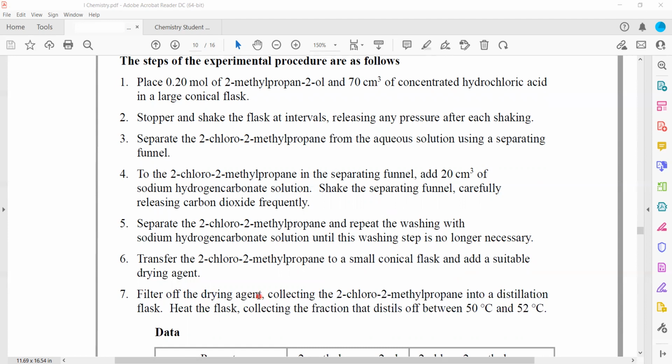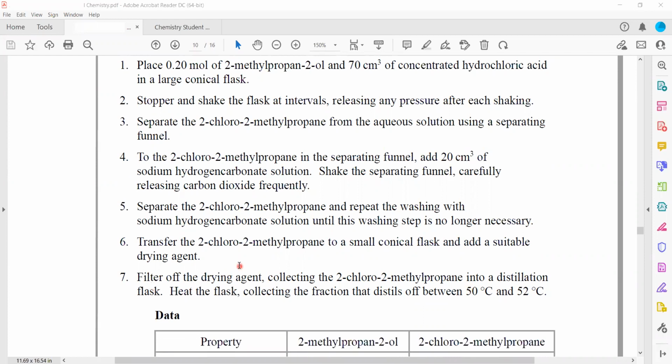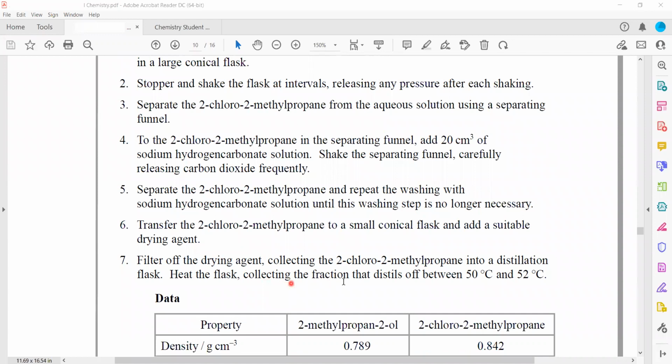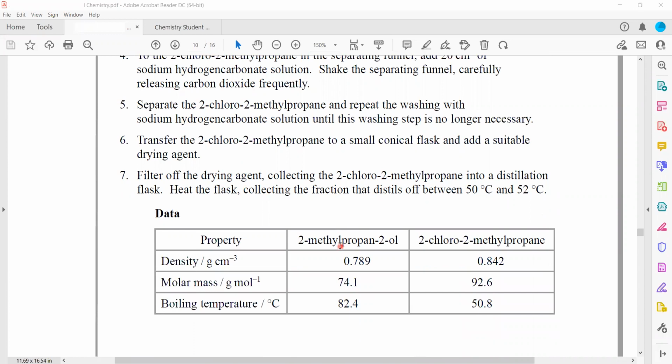Then filter off the drying agent. Drying agent should be solid, and we filter it off. Then collect 2-chloro-2-methylpropane into a distillation flask. We heat the flask, and the fraction distills off from 50 to 52. The data is given: the densities of each, the molar mass, and the boiling temperatures are also given. First we had alcohol, and then we convert this alcohol into 2-chloro-2-methylpropane.